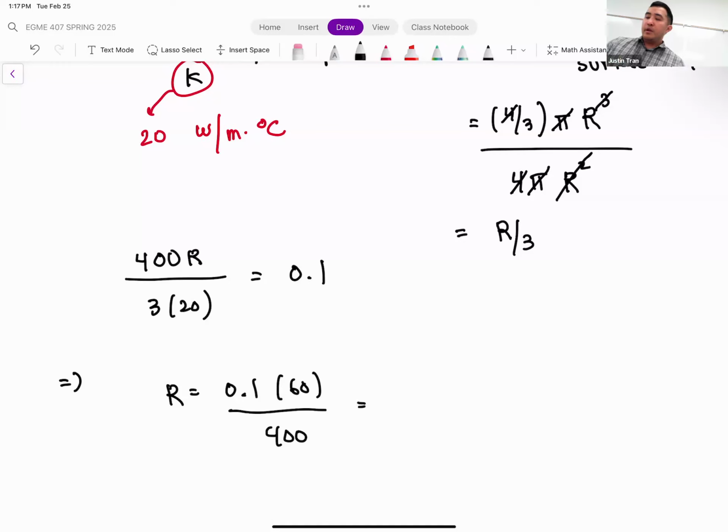Then if we punch that into a calculator really quick, because for some reason I have the numbers wrong on my notes here, that is 0.015 meters, which if you want to put it in centimeters is 1.5 centimeters.